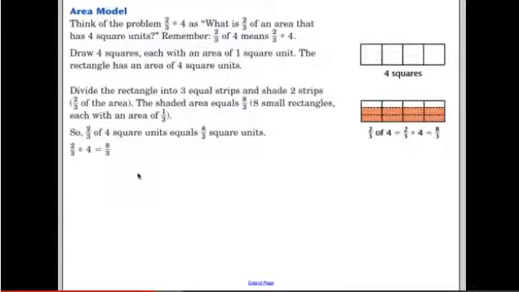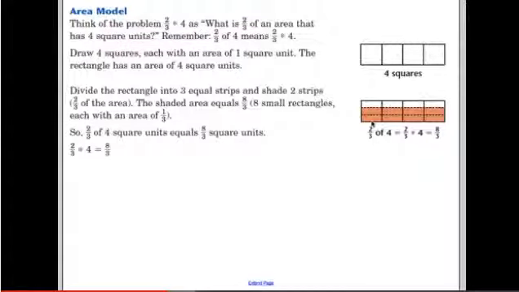You can also use the area model. Think of the problem 2/3 times 4 as what is 2/3 of an area that has 4 square units. Remember, 2/3 of 4 means 2/3 times 4. So you could draw 4 squares with each an area of 1 square unit. The rectangle has an area of 4 square units.